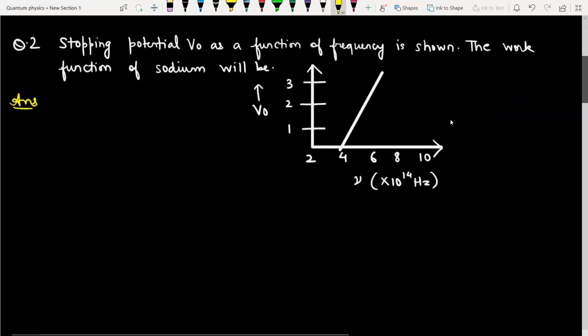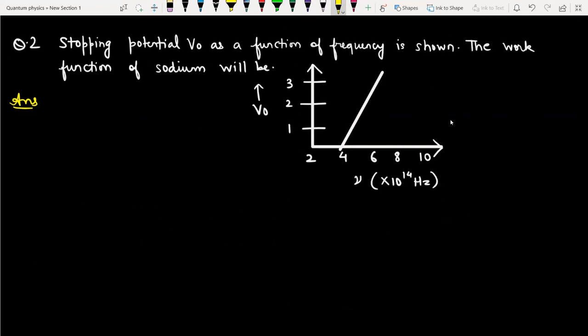In the second problem, it says that the stopping potential V0 as a function of frequency is shown. You know that this is a very standard plot. We have discussed this plot in detail in the theory. If you remember, I can just write down the equation. This V0 is h over e times mu minus psi over e. So this is basically the equation of the line which is depicted here. We have to calculate the work function of sodium.